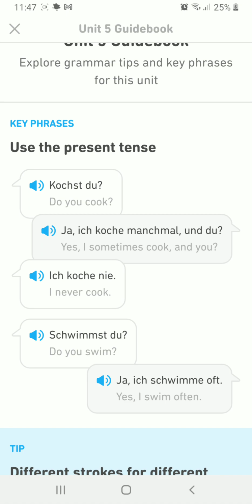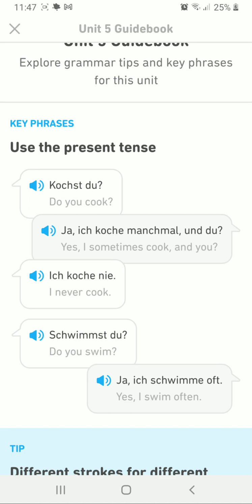Kochst du? Do you cook? Ja, ich koche manchmal und du? Yes, I sometimes cook and you? Ich koche nie. I never cook. Ich koche nie.